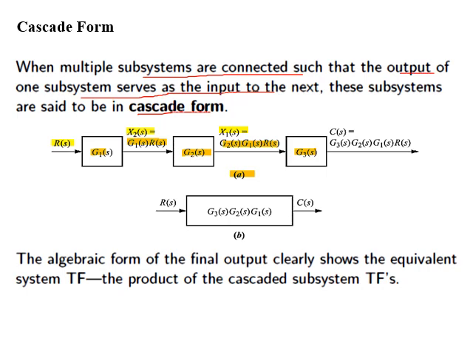Now this X1 of S serves as an input to G3 of S and output is C of S, where output C of S will be equal to the product of G3 of S, G2 of S, G1 of S, and input R of S. Now rearranging the output equation, we can find the equivalent transfer function, which will be equal to C of S divided by R of S and will be equal to G3 of S, G2 of S, and G1 of S. With this, we have reduced the system to a single block with equivalent transfer function G of S, which is equal to the product of individual transfer functions of subsystems connected in cascaded form. And input is R of S and output is C of S.